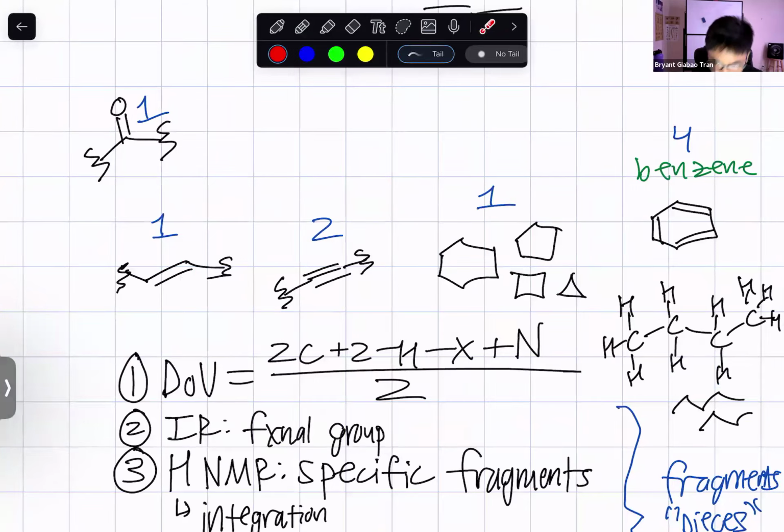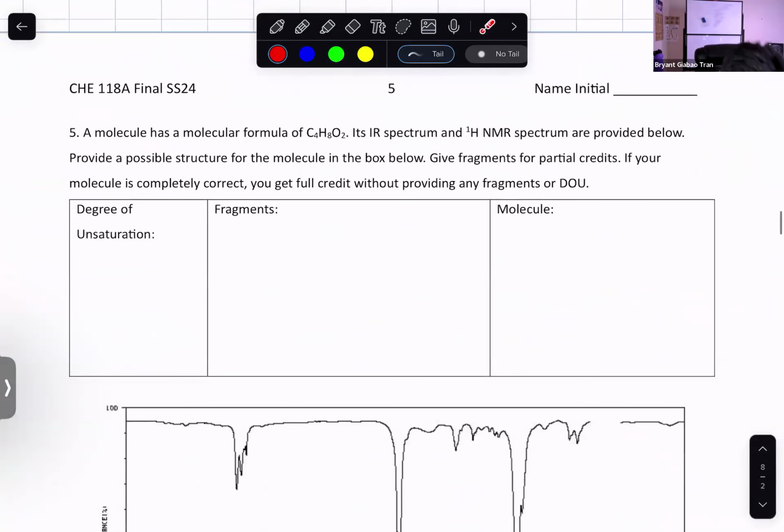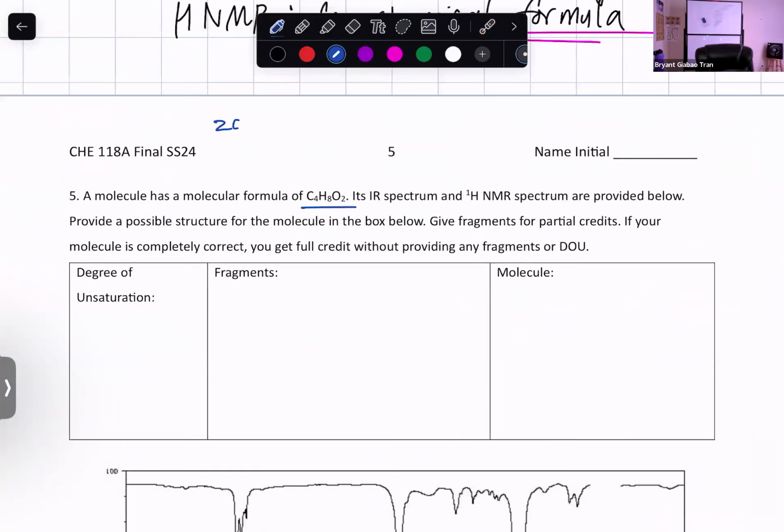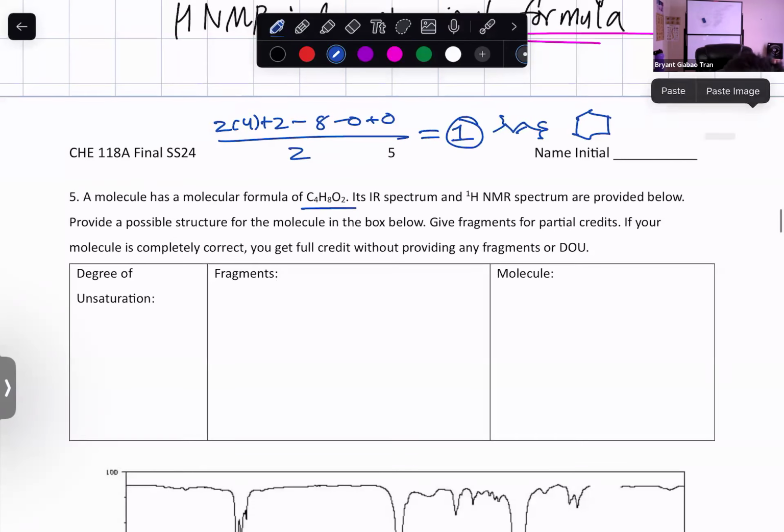Okay, let's move on to the problem and then stereochemistry. So first thing I do, calculate DOU. 2 times 4 plus 2 minus 8. There's 0 halogens. There's 0 nitrogens. All over 2. Right? So that's 8 plus 2, that's 10. 10 minus 8, that's 2. That's going to give us 1 degree of unsaturation. So we either have a double bond or some kind of ring in the structure.